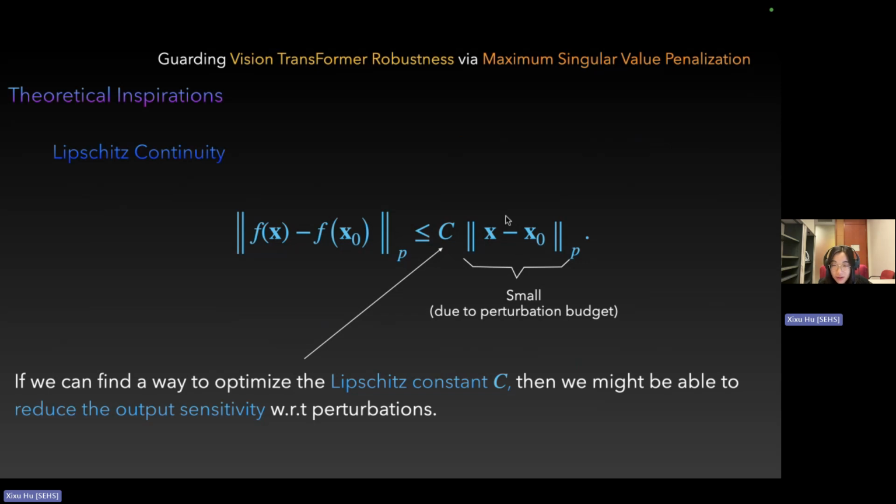For the adversarial attack, the input perturbation is relatively small due to the perturbation budget. So if we can further optimize the Lipschitz constant on the right-hand side, then we can control the output changes on the left-hand side, which means even under input perturbations, the output result will not change too much. Thus, it will still give a correct classification result.